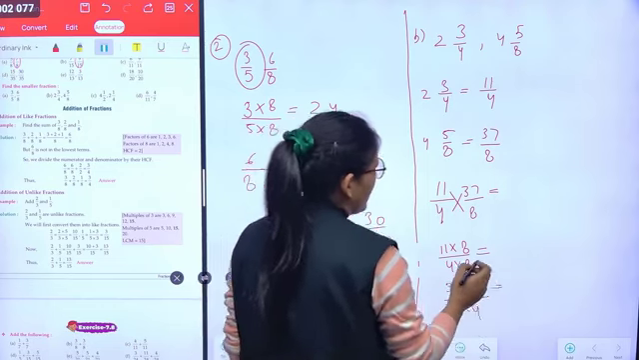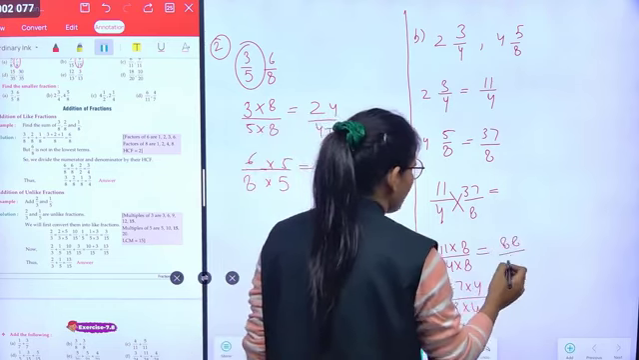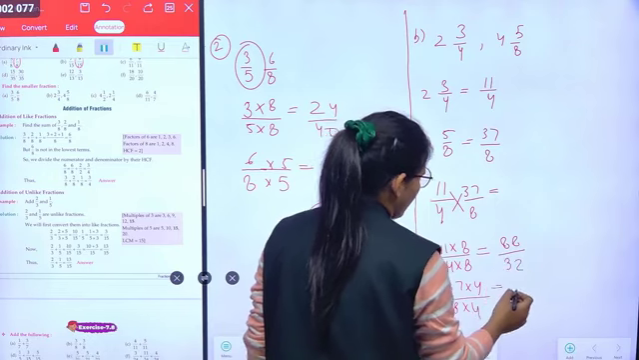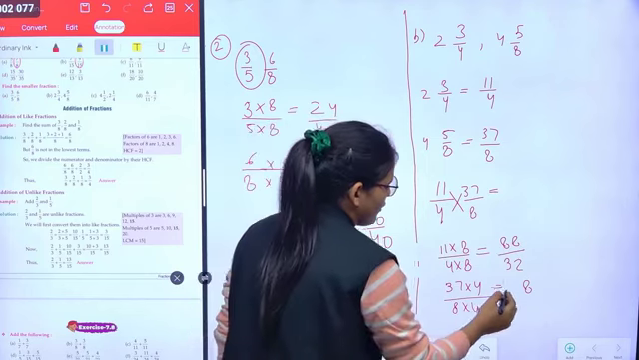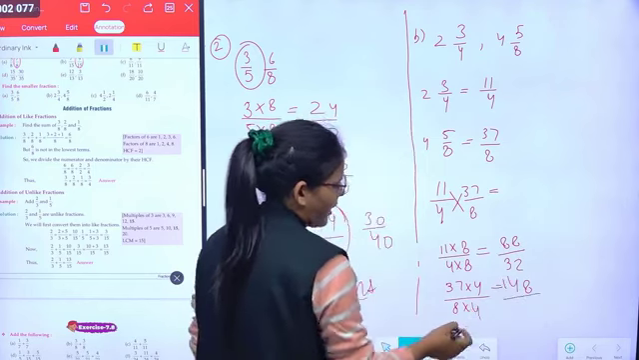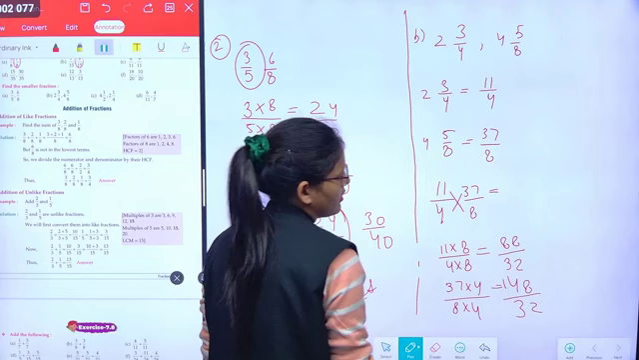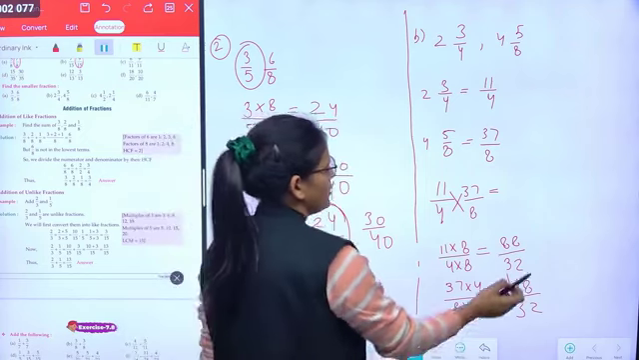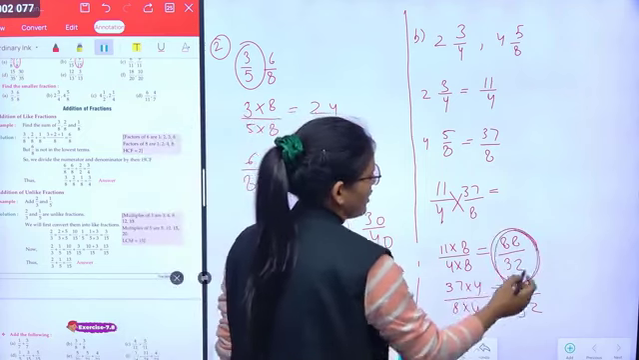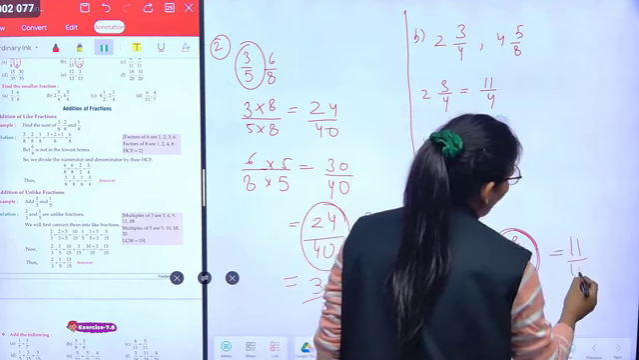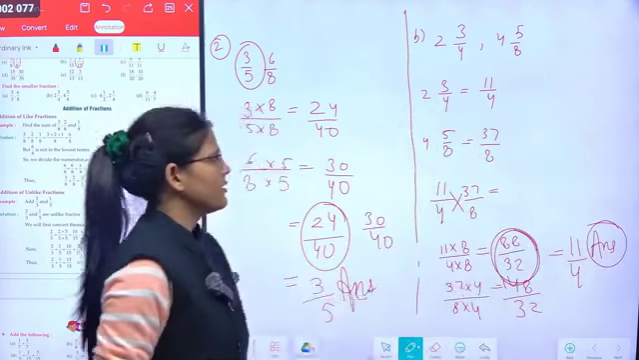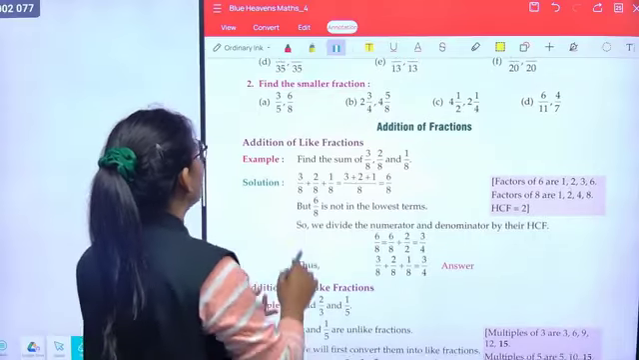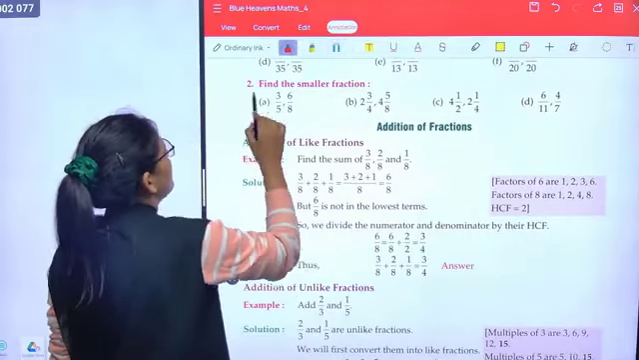Okay class. Now 88, 8 4s are 32. Now 37 4s are 148 upon 32. See which is lowest. So 88 upon 32, meaning 11 upon 4, is lowest. 11 upon 4 is the answer. Understand class? Now rest of the parts do yourself.